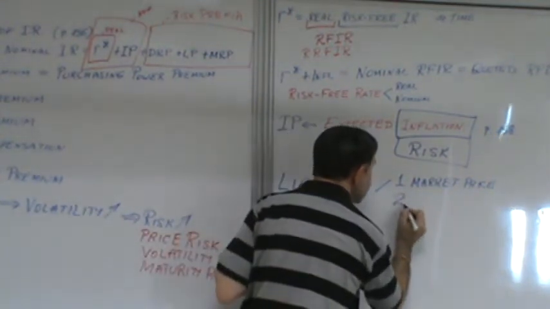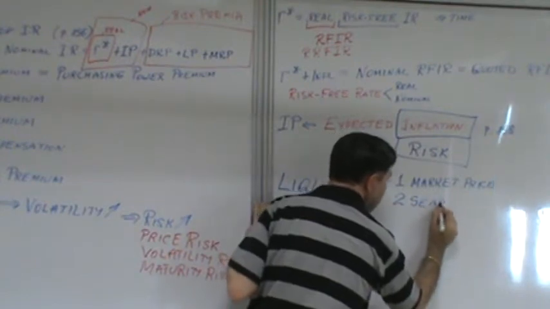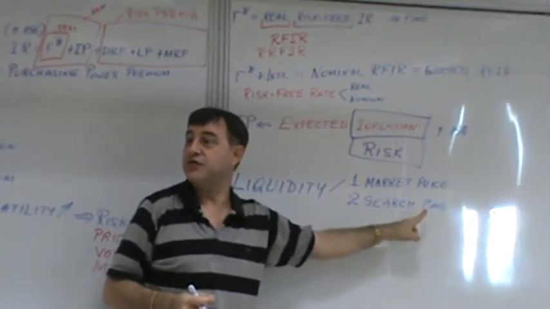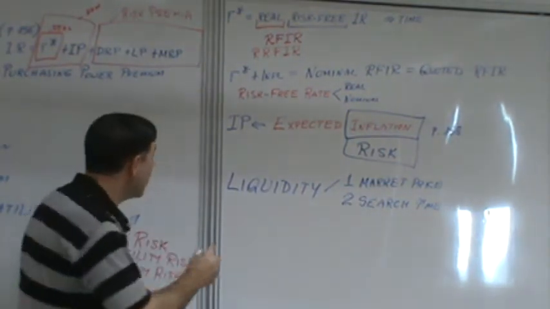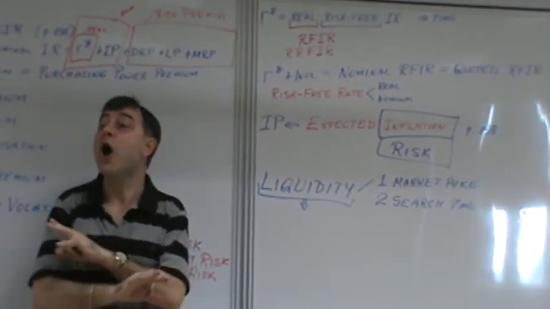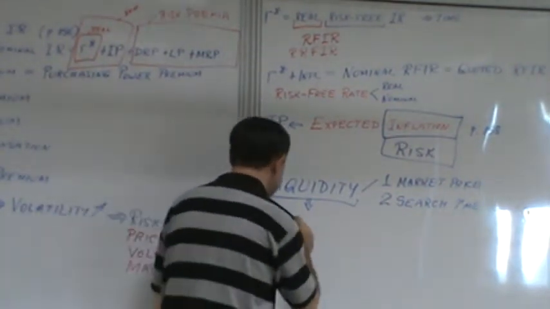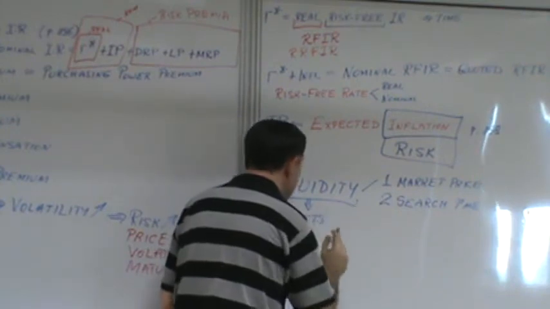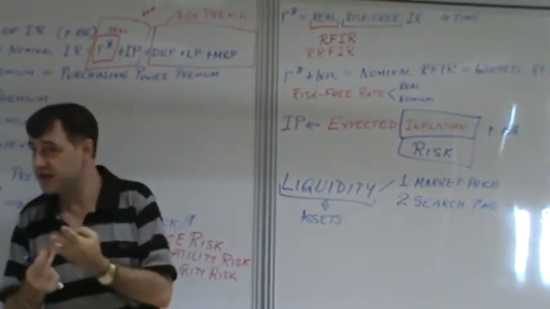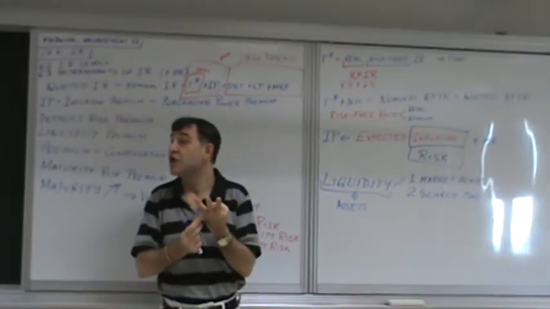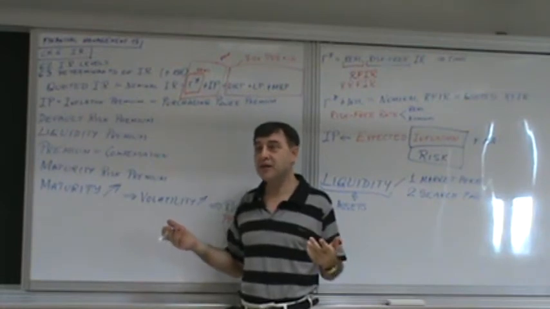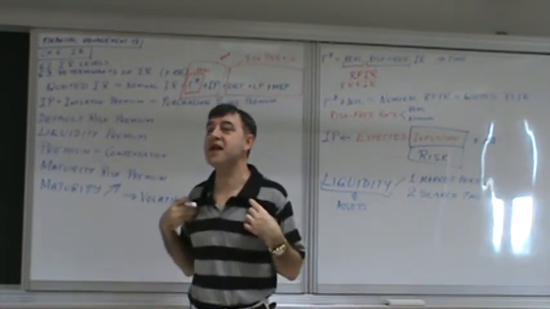So the second one is time, as in search time. The time that it takes to find a buyer for the asset. Now, liquidity, let's clarify, applies to all assets, to any asset. It applies equally to stocks, just as well as bonds, as well as currencies, as well as real estate, as well as commodities, including personal items.